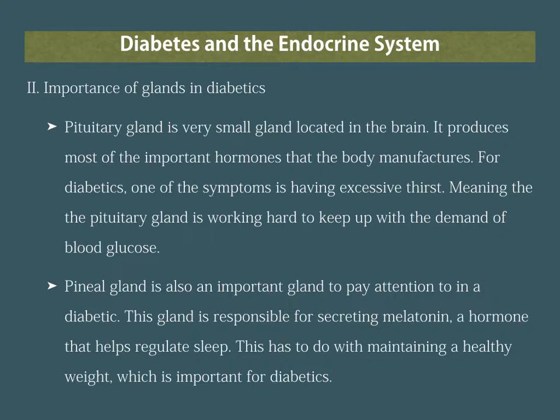The importance of glands in diabetics. The pituitary gland is very small and it's located in the brain. It produces most of the important hormones that the body manufactures. For diabetics, one of the symptoms is having excessive thirst, meaning the gland is not working hard enough to keep up with the demand of blood glucose.